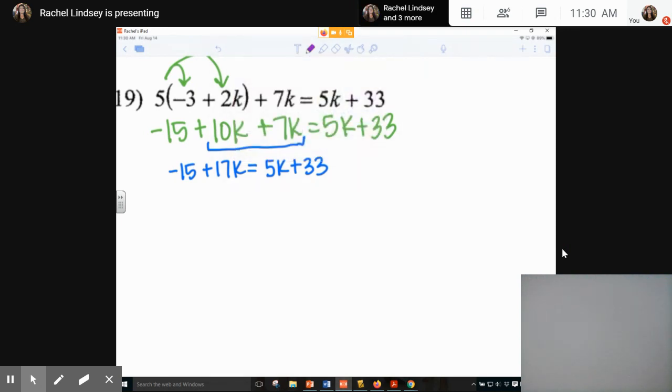Okay, now I want to do letters to the left, numbers to the right. So right now, I'm about to do 2 steps at one time, but don't let it confuse you. You can still do it in 2 different spots, but I'm going to show you how I normally write it so you'll know what I'm doing. I know I have to do letters to the left. So first thing I'm going to do is subtract my 5k from both sides. So I have 17k minus 5k gives me 12k.